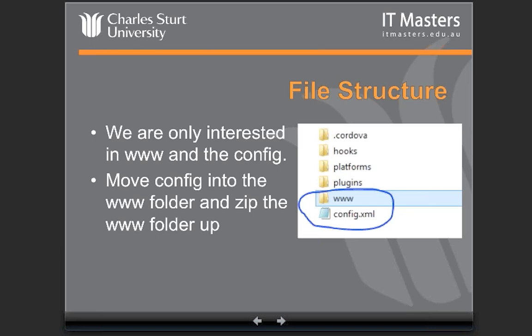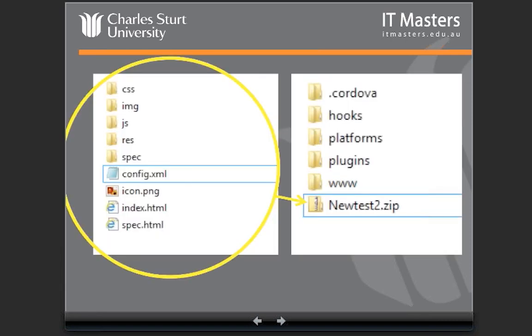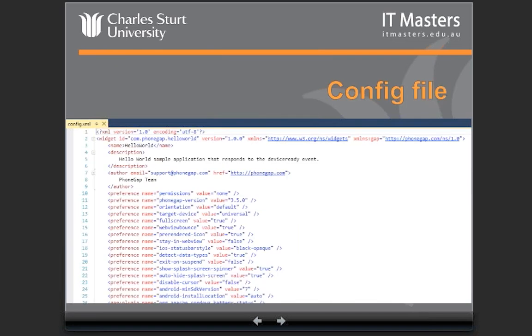Now, all we really need as far as the Adobe Cloud system is concerned, the cloud build, are these two files here. We need the www folder and we need config.xml. So you need to move the config.xml into www and then we'll zip up that folder. Okay, so this is what you should have. We end up with this. This is inside www. We now have config.xml sitting inside there, and we zip up that folder, and there is the file there.